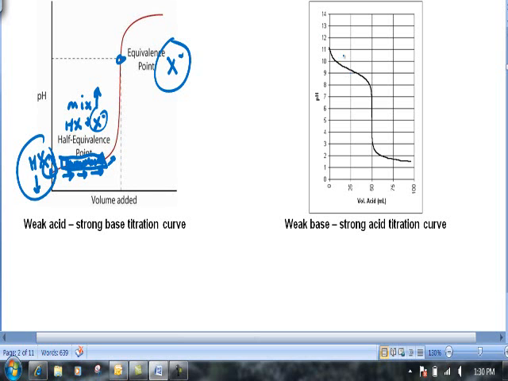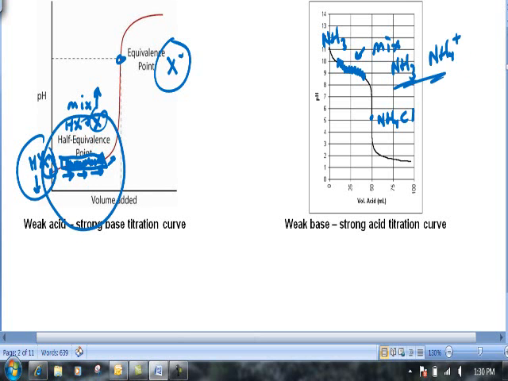Similarly, in a weak base, strong acid titration, we find a buffering region right in here. Say we had something like ammonia as a weak base; we'd have our salt, ammonium chloride, at the equivalence point. But in this area, there's going to be a mixture of the weak base, ammonia, and the salt, which would be the ammonium ions. So once again, to make a buffer, we have to have a mixture of either a weak acid and the salt of the weak acid, or a weak base and the salt of the weak base.